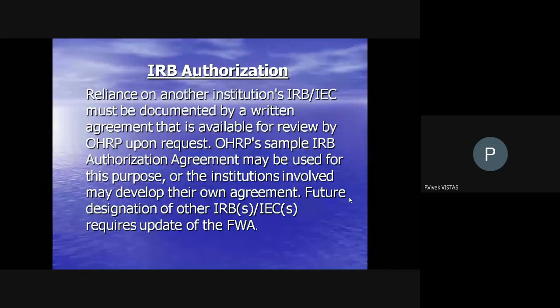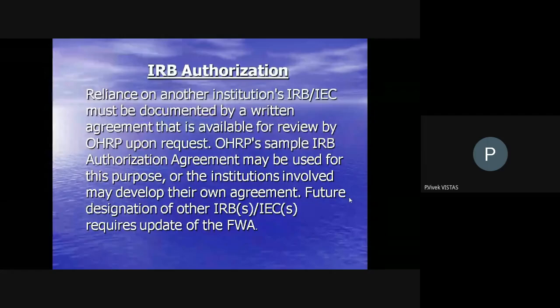Future designation of other IRB or IEC requires an update of the FWA. If you want any positions in an IRB or IEC in future, it requires an update of the FWA. FWA is nothing but Federal Wide Assurance. They need to get the updated version of the Federal Wide Assurance protocol from that agency. They need to get the details.